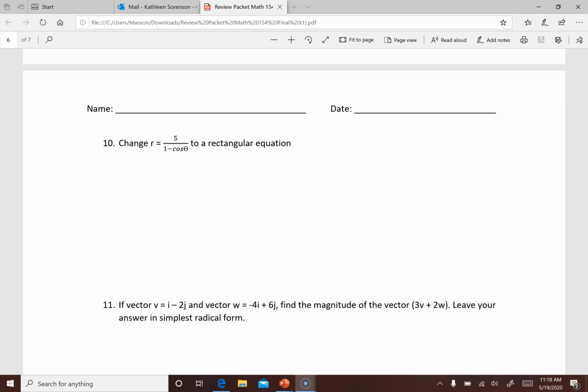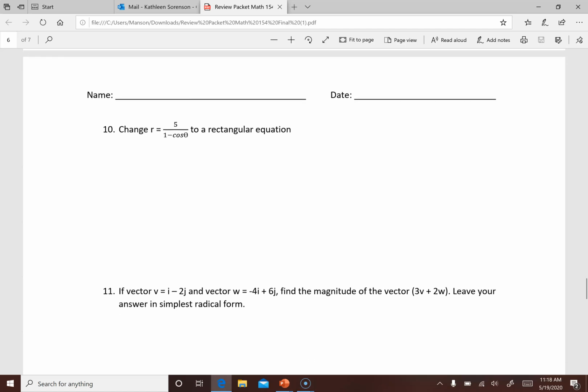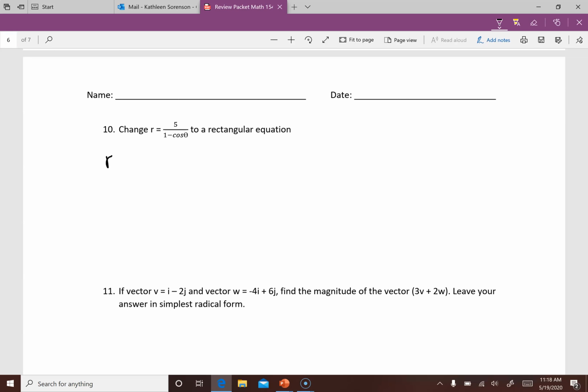Let's get started. Number 10, change r equals 5 over 1 minus cosine theta to a rectangular equation. So let's go ahead and rewrite this as r equals 5 over 1 minus cosine theta. Haven't done anything at all to it, just rewrote it. I'm going to multiply by 1 minus cosine theta on both sides, and I'm going to put parentheses because we're talking about multiplying two terms. This cancels, and then I'm left with equals 5 on that side.